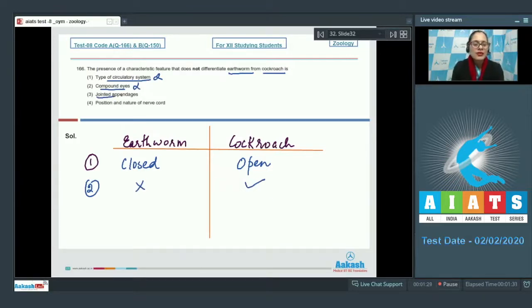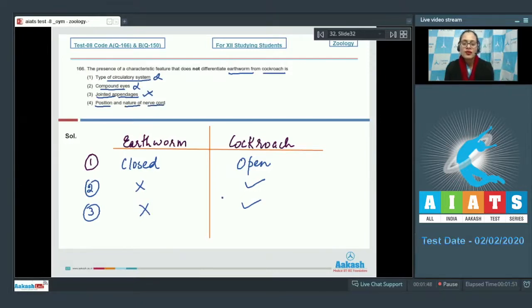Third option is jointed appendages, and jointed appendages are absent in earthworm, but cockroach has jointed appendages. So on the basis of this also, we can differentiate between earthworm and cockroach. So this cannot be a correct answer. And the last option is position and nature of nerve cord.